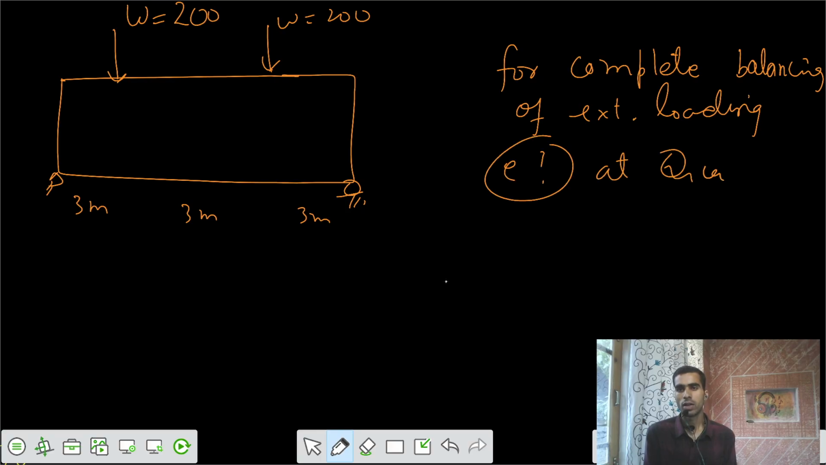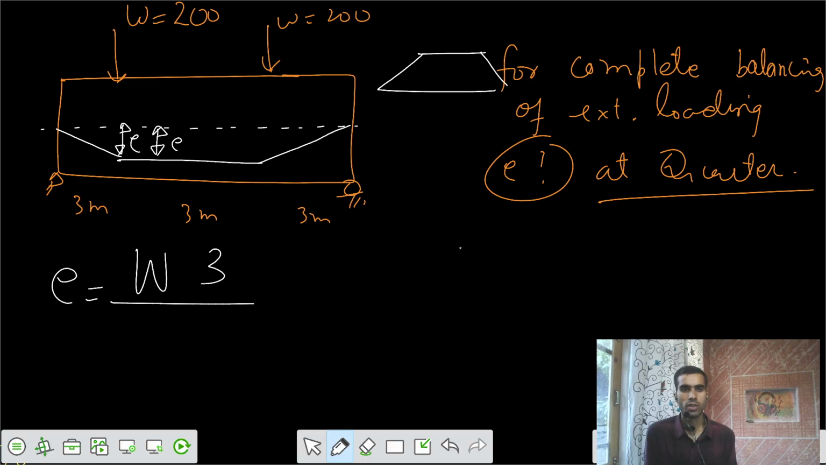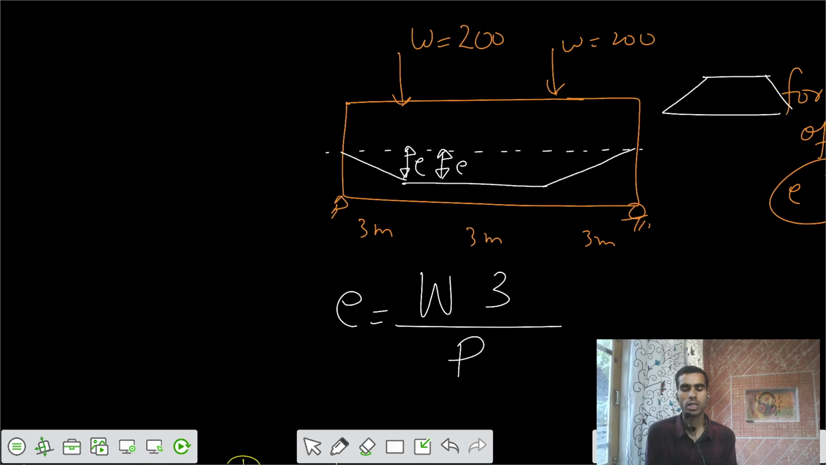That means once I get the value of E, the cable is straight after that, and then there is a linear variation to the ends. So I would say the profile should be in this way, such that the BMD development would be in this way. So I had to make that cable also in that fashion. This is the value of E, and this is also the value of E. And I know the equation for E equals W into 3 divided by P.